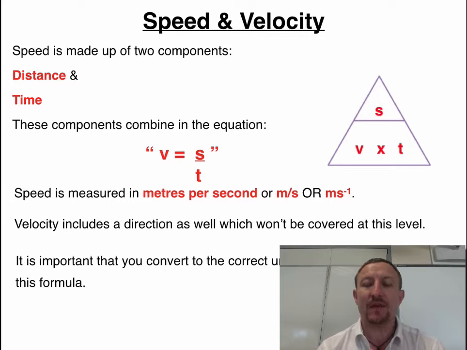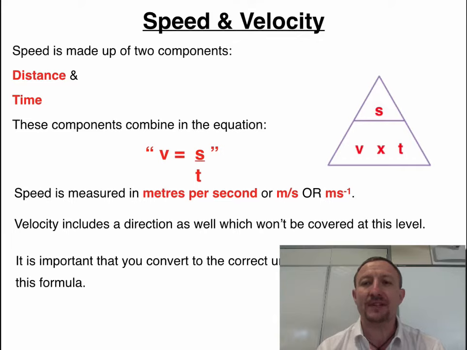So for example, if I wanted to calculate the speed, I cover up the v and write down what I'm left with. In this case, if I cover up the v, I've got s at the top, followed by a line, followed by a t, which means distance over time, so there's the formula.